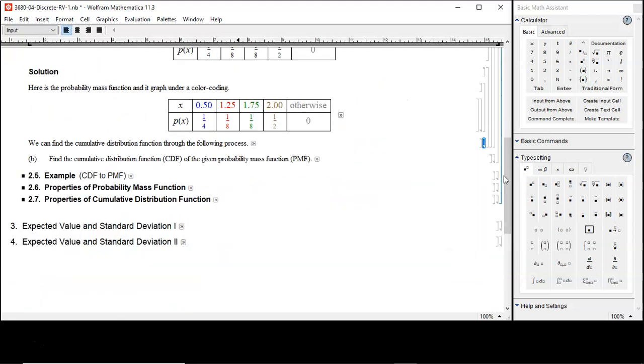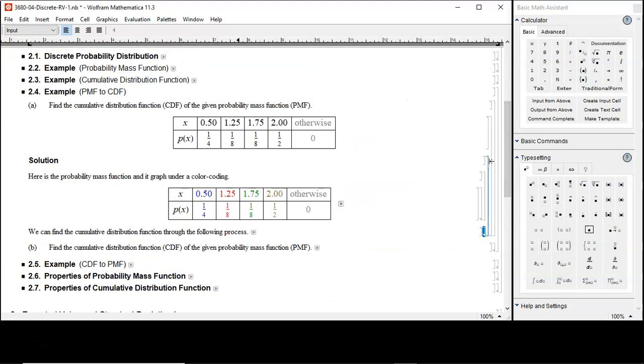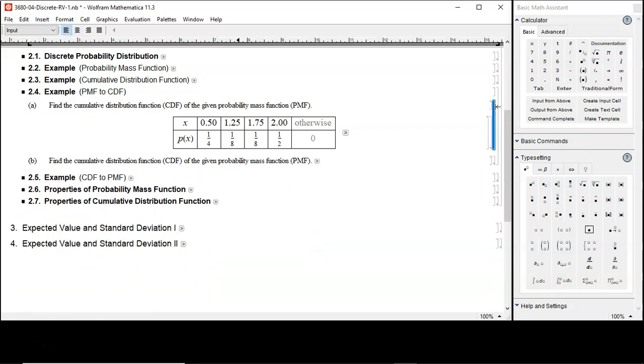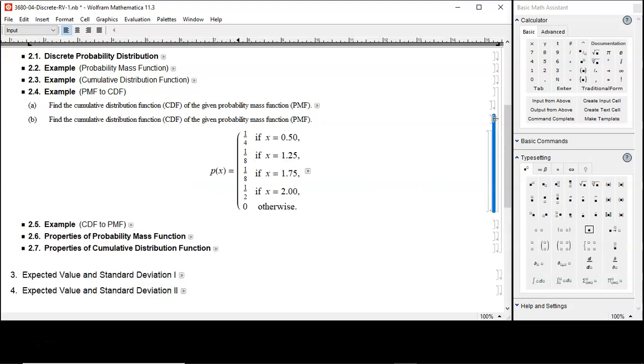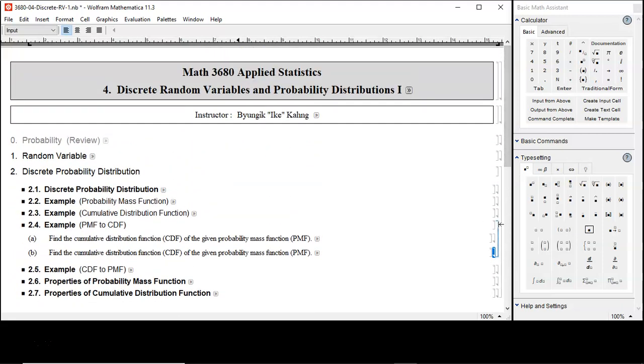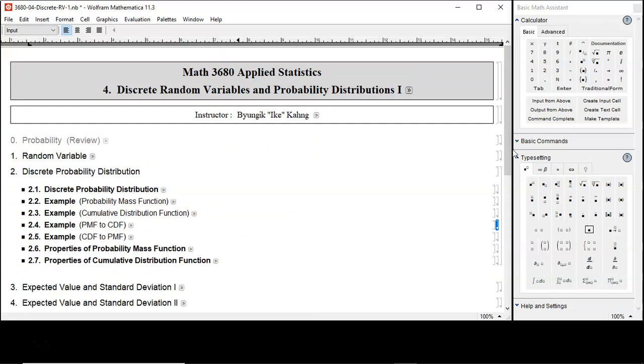So what did we do? Given PMF, we can calculate CDF. The same problem written in terms of a piecewise defined function format. No difference there, and I'll leave the details to the students. As a matter of fact, this is generally true. Given PMF, you can always find out a CDF associated to it.